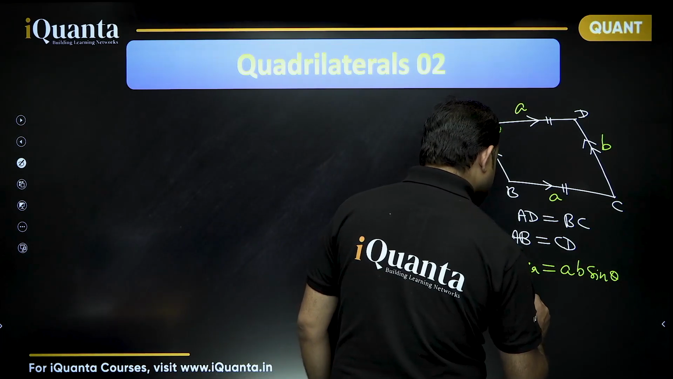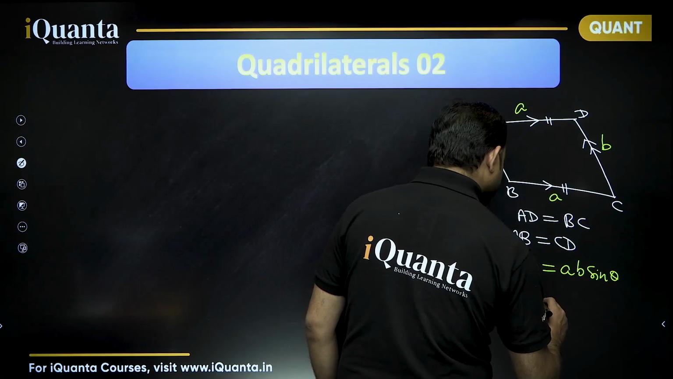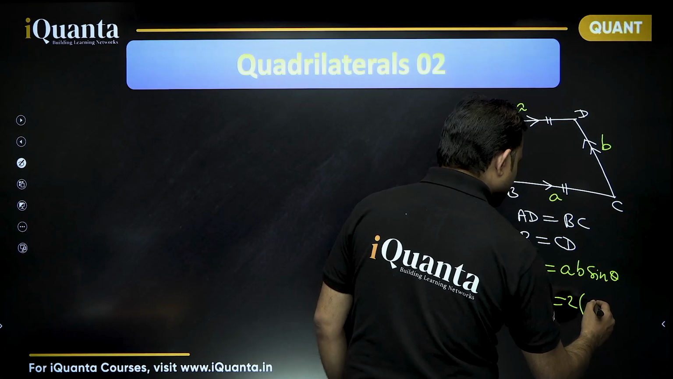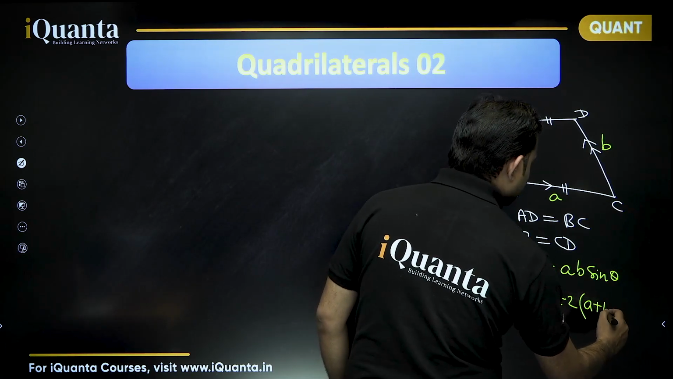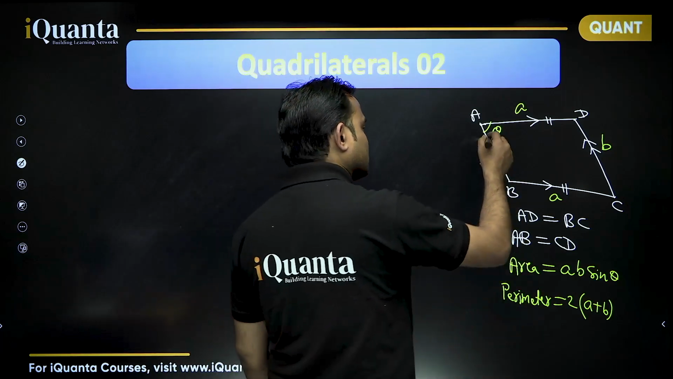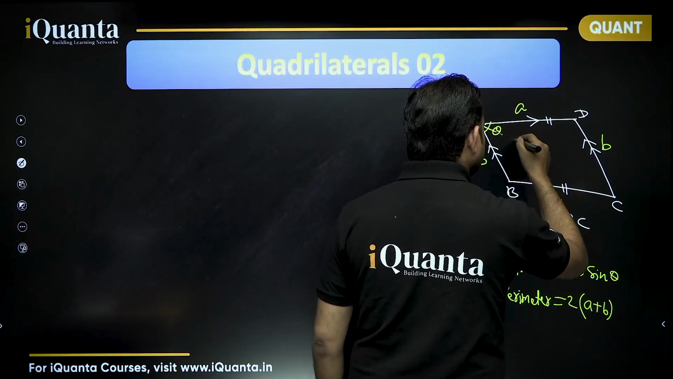Now, apart from that, what will be the perimeter? So, perimeter will be equal to 2 times (A plus B).